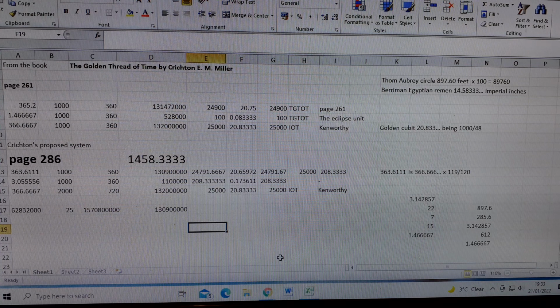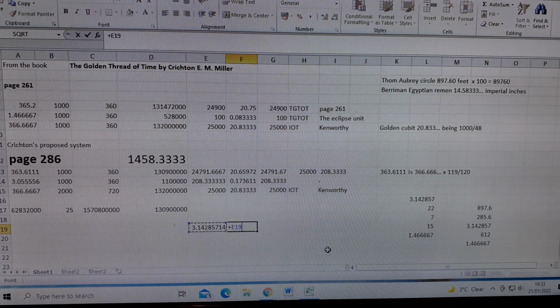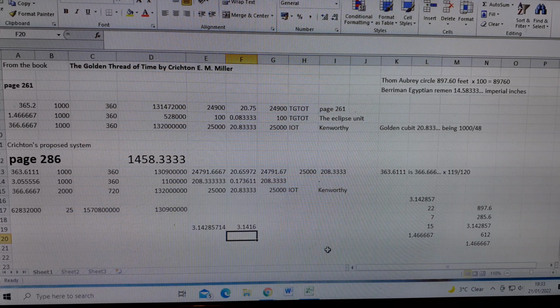And if we look at it, if we multiply it by 9996 and divide it by 1000, we get Crichton's version of the system.